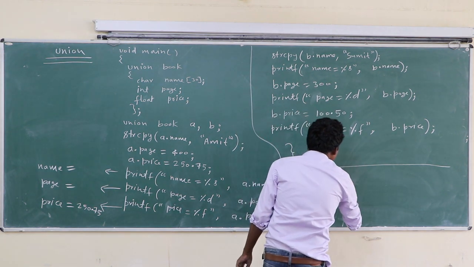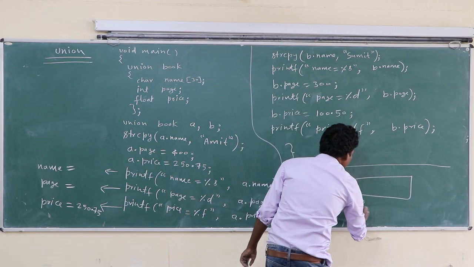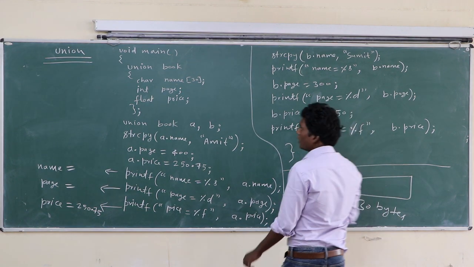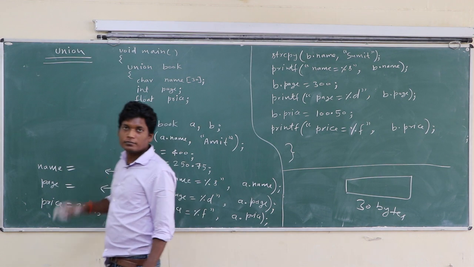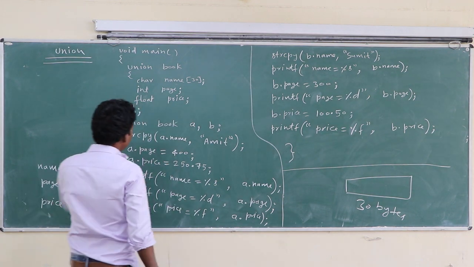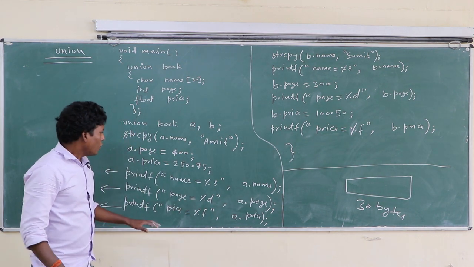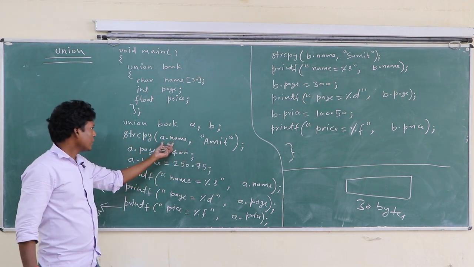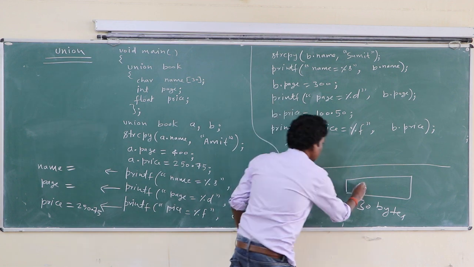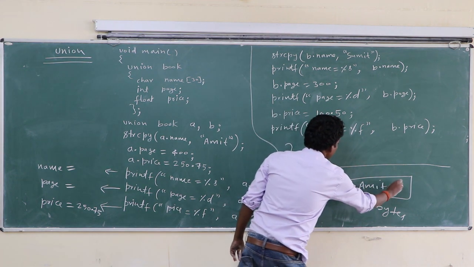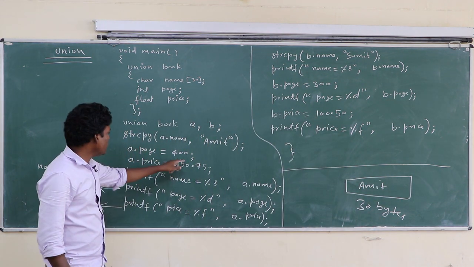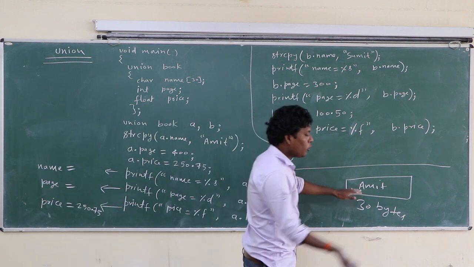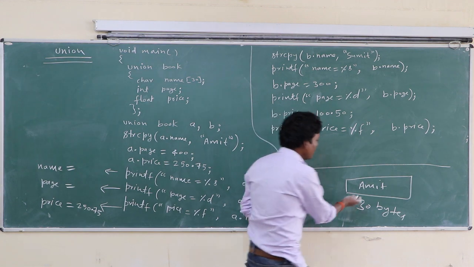So here 30 bytes are reserved for this union. Okay, 30 bytes is reserved for this union. So class, when Amit is assigned to a dot name, here Amit is stored, but then you assign 400 to a dot page, so it overwrites it.